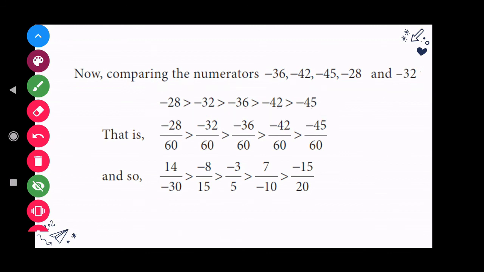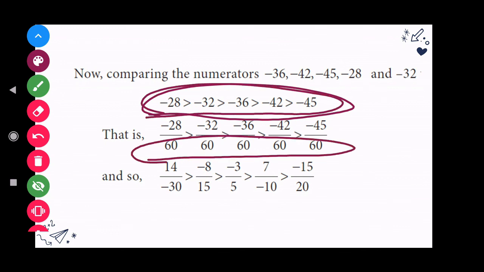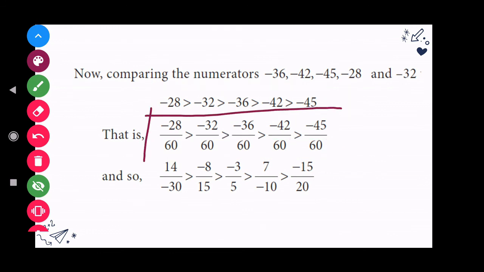Okay, hence corresponding to that we have to write the actual forms of these numbers, which is minus 28 by 60, minus 32 by 60, minus 36 by 60. We have to write these numerators with their denominator, which is the LCM. Okay, hence this is the descending order of the equivalent fractions.